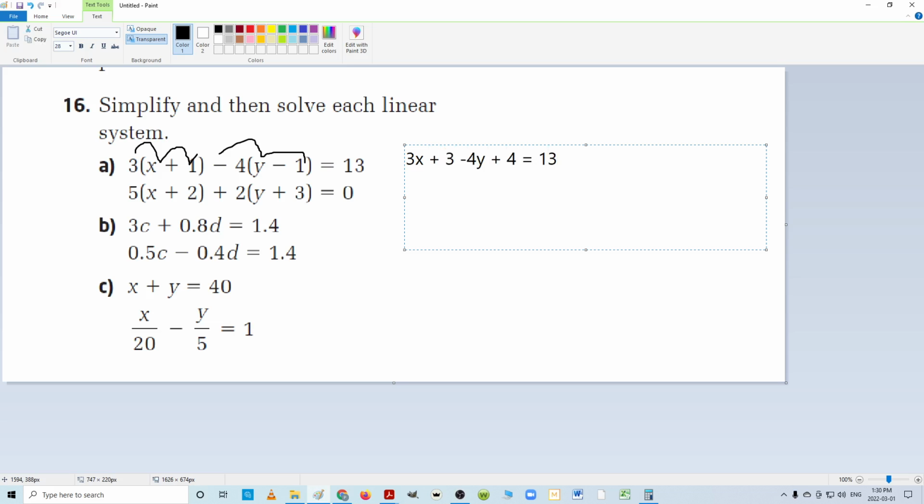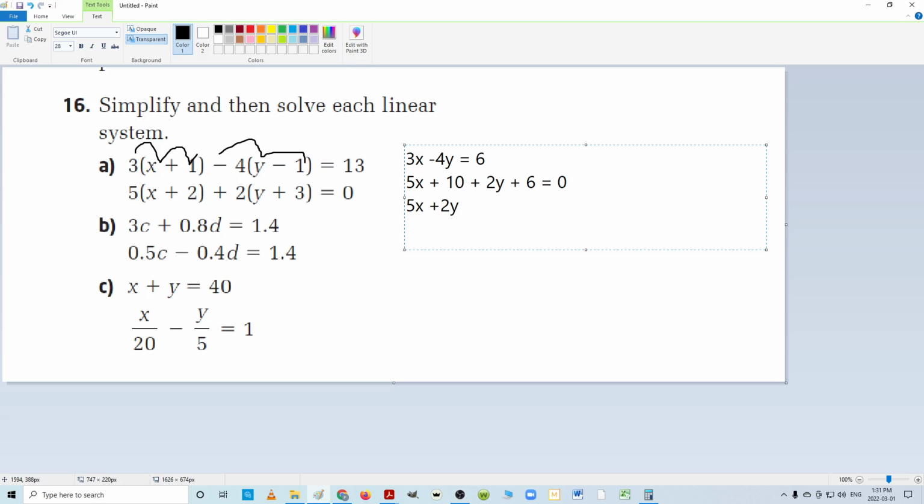Notice the numbers are there. They both add up to 7. Get rid of that 7 to the other side. And you get 3x minus 4y is equal to 6. Next one, same thing. 5x plus 10 plus 2y plus 6 is equal to 0. You get 5x plus 2y plus 16, so send it to the other side.